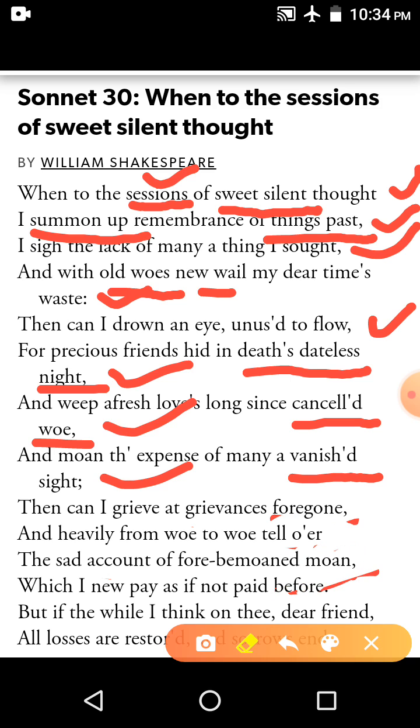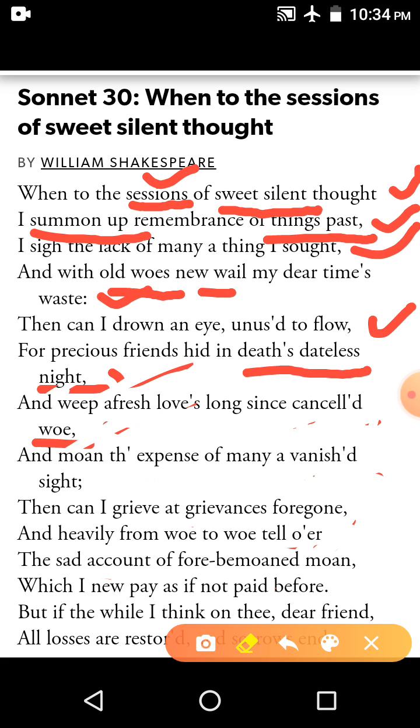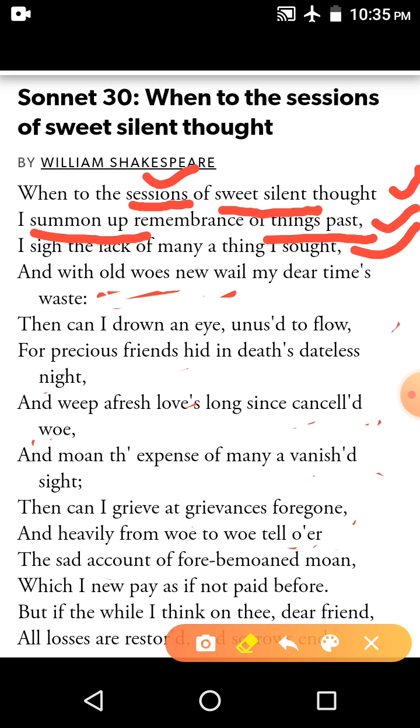And in the couplet he says, but if the while I think on thee, dear friend. Whenever I think about you in this session of sweet silent thought, in the activity of remembering the things of the past, dear friend, he is remembering his friends. As we know, he is shedding tears, weeping in the memory of his friends. All losses are restored. Here we have a paradoxical statement.